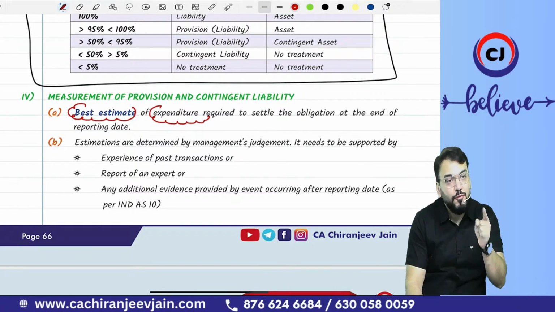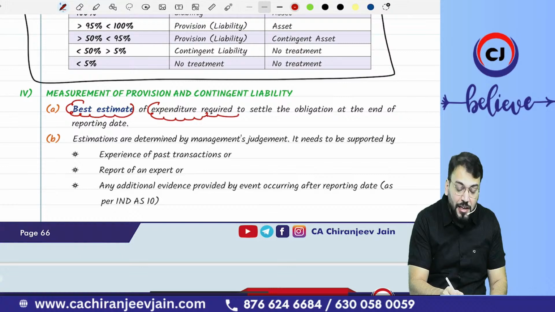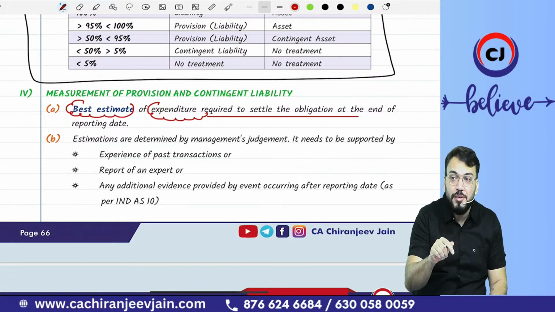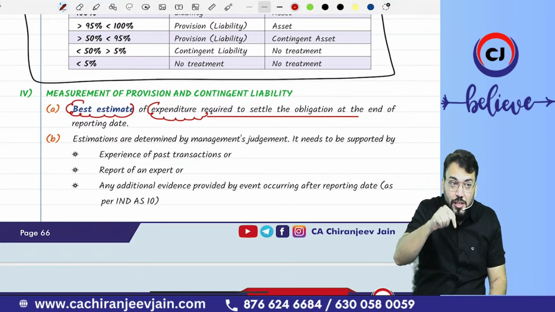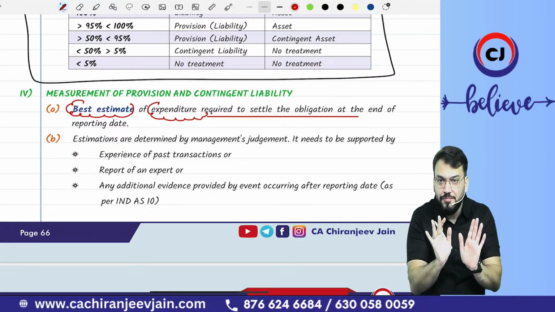Best estimate of future expenditure which is required to settle the obligation at the end of reporting period. Expenditure which is required to be settled at the end of reporting period, correct?